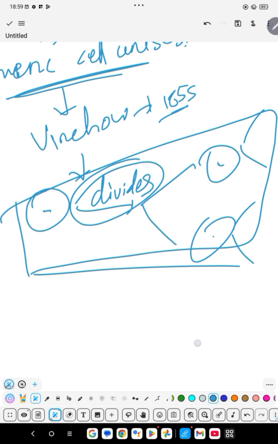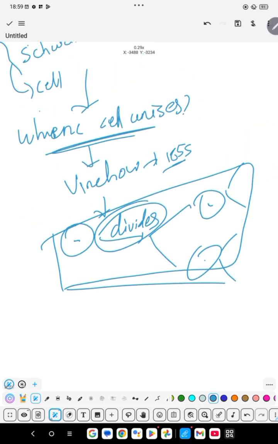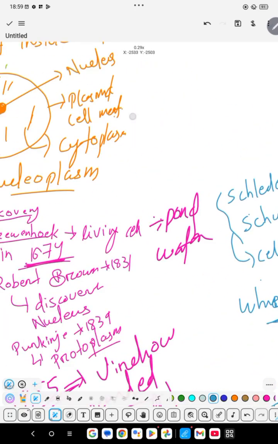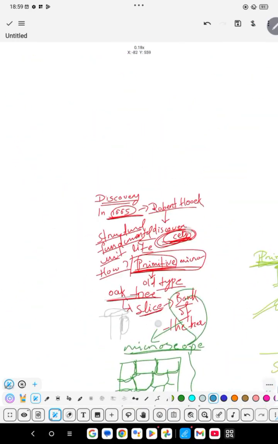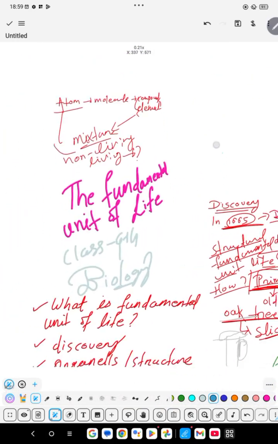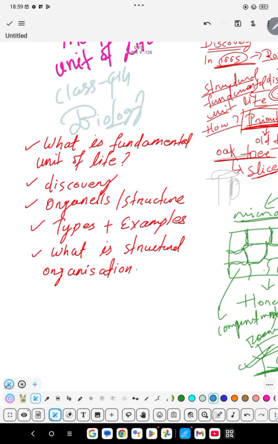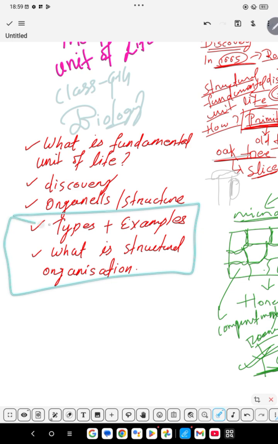So a few topics we were unable to cover today. We'll cover them in the next session. We'll start from where I have written here, types of cell structure.